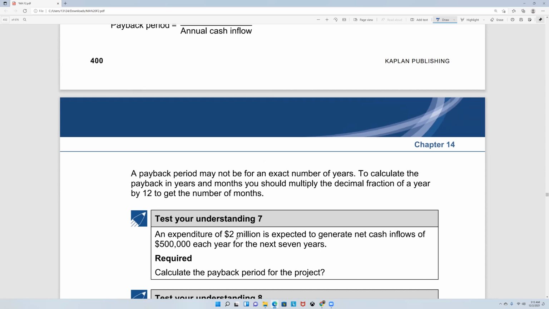So an expenditure of 2 million is expected, so cash outflow is what, 2 million is a cash outflow, and is expected to generate net cash inflows of 500,000 each for 7 years. Here we are not having any discounting. This is going to give us 500,000 each year. So every year I'm going to receive 500,000 for the next how many years? 7 years. At what date will I receive back my 2 million?